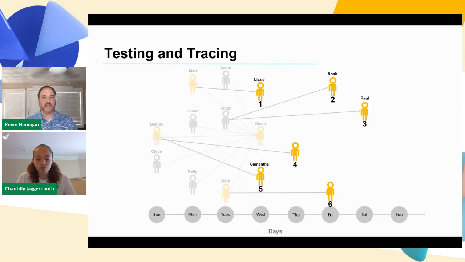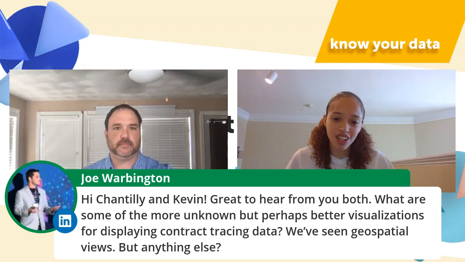So good question coming in from Joe. What are some more unknown but perhaps better visualizations for displaying contact tracing data? We've seen geospatial views, but anything else? Again, Chantilly, I'm happy to take it, or if you want to field this one, be my guest. You can go ahead, Kevin. I think the only thing that I'm familiar with is the geospatial one and the cluster. So if you have anything, go ahead.